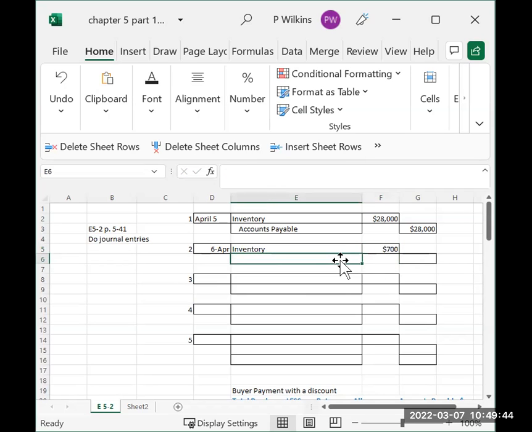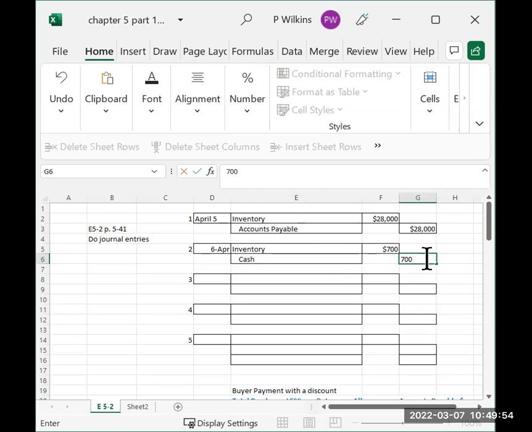The problem also says pays, and anytime it says pays or paid, we know the cash account is going to be used. We're paying, cash is going down, cash is an asset, has a debit balance, so to make it go down, we're going to credit it.